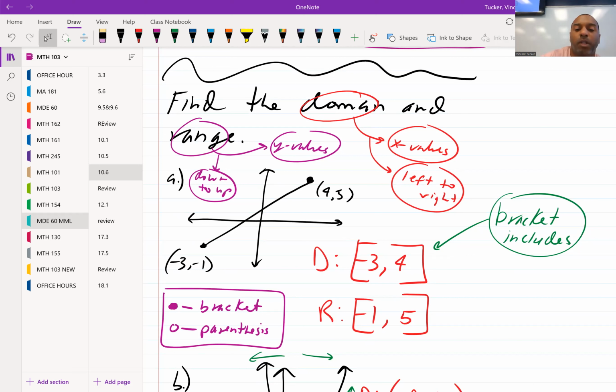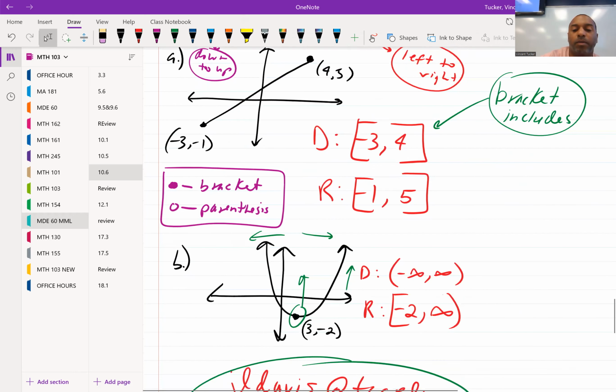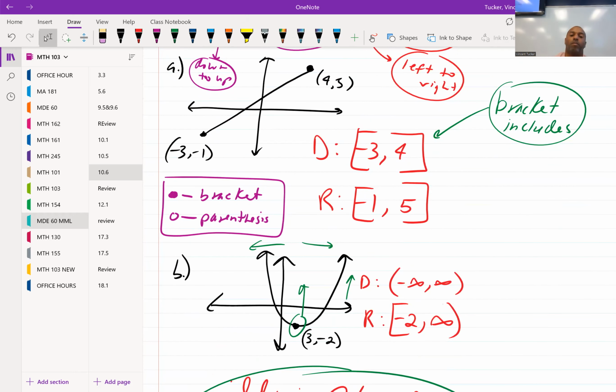All right. Let's look at another one. Got a parabola. So as far as our domain, whenever you have a parabola, domain once again is left to right. Now this parabola is in the U shape and it's going to continue to get wider and wider and wider. Like there's no limit on how wide it will get.